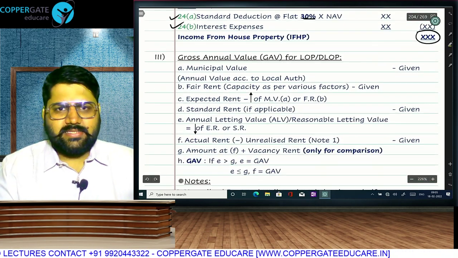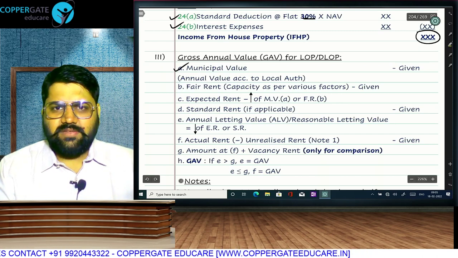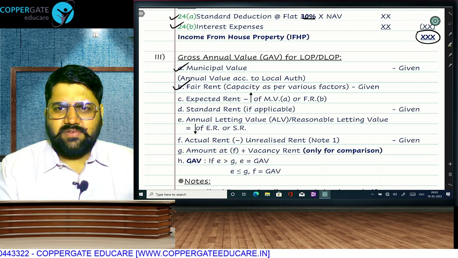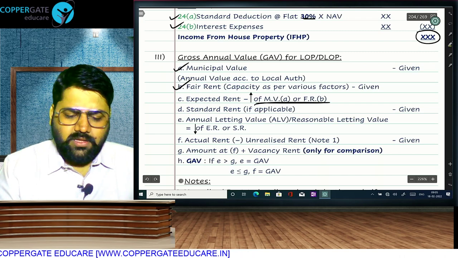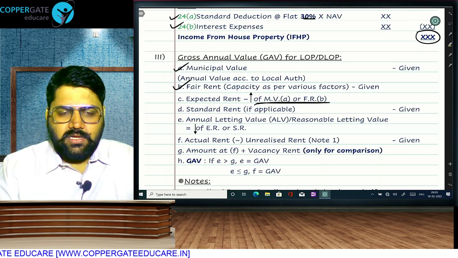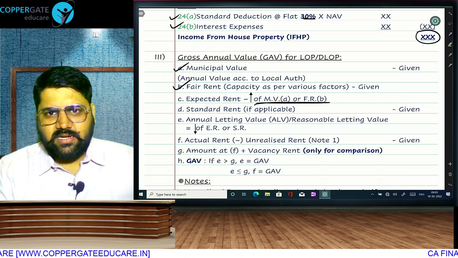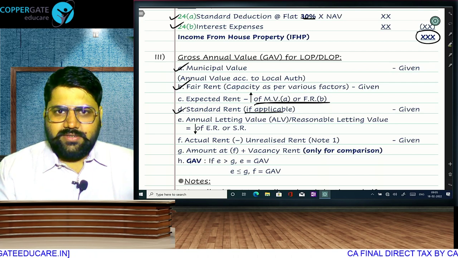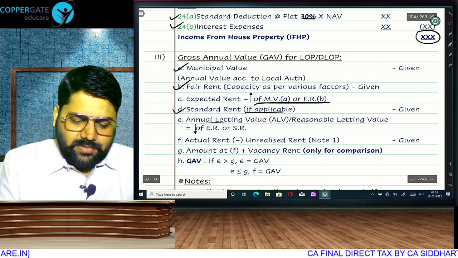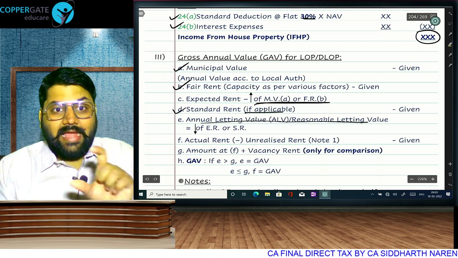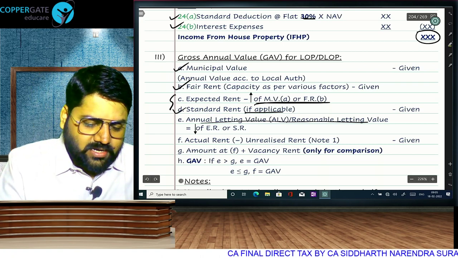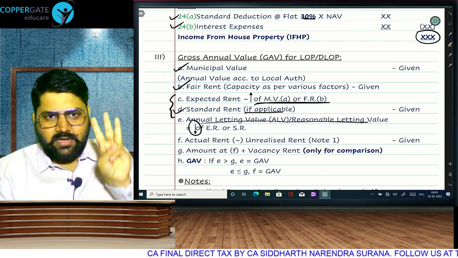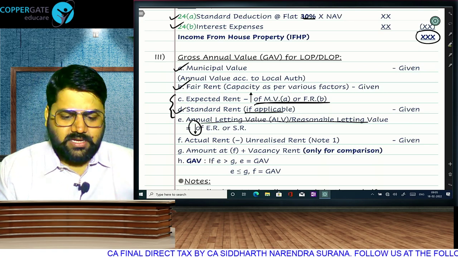GAV calculation is the biggest calculation. We'll start with municipal value, which is the value according to the local authority given to you. Then we will be having fair rent, various factors, and the capacity we will find out. That will also be given. Expected rent will be municipal valuation or fair rent, whichever is higher. So municipal valuation given, fair rent given, expected rent, whichever is higher. Standard rent, if applicable, depends from state to state. If applicable, take standard rent, and then you will get something called ALV, RLV. The value according to income tax, which will be expected rent or standard rent, whichever is lower. So municipal valuation or fair rent, whichever is higher, will become expected rent, and then expected rent or standard rent, whichever is lower, will become ALV.